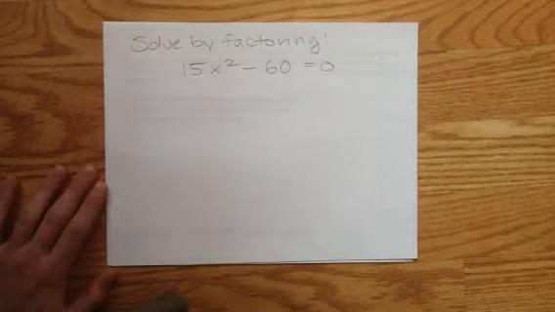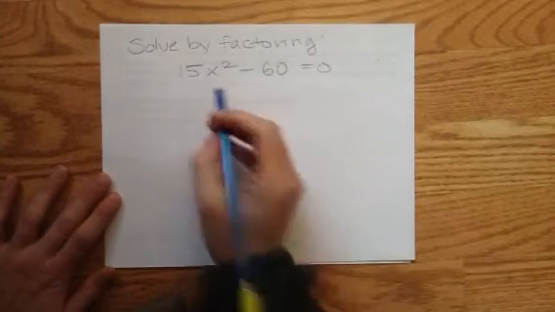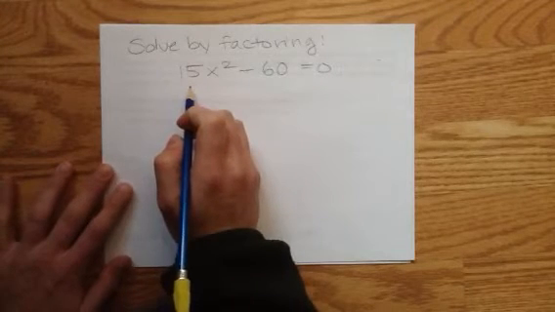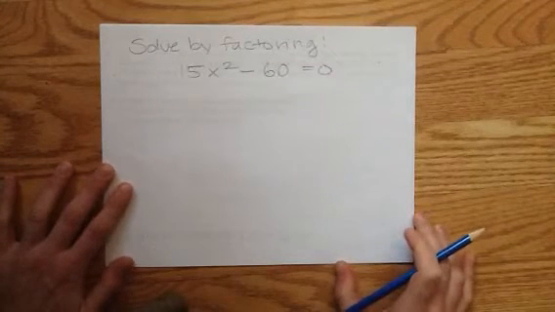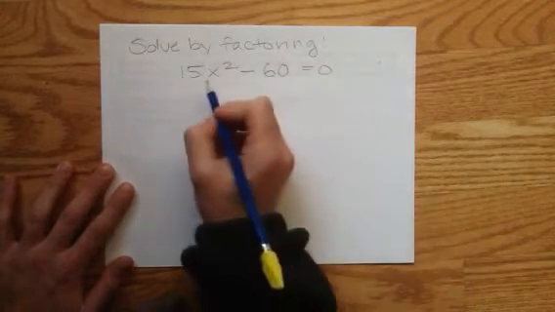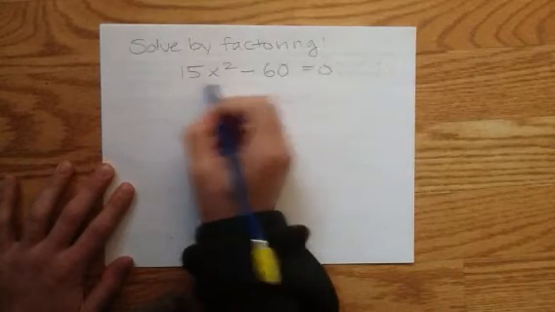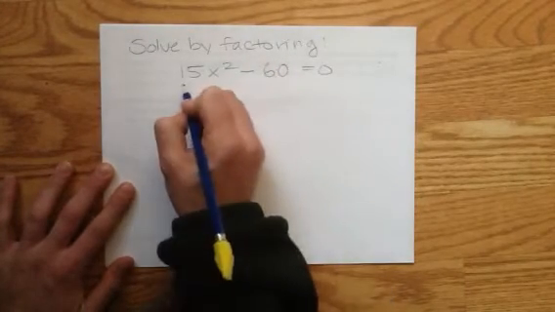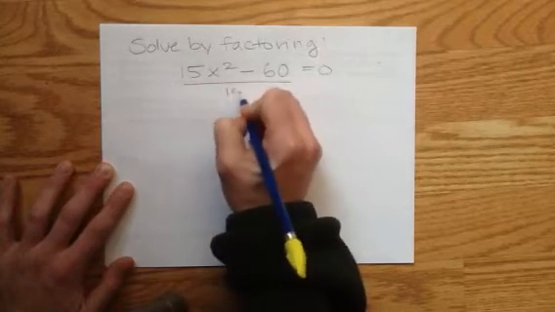I'd like to solve the following quadratic equation by factoring. Having a leading coefficient of 15 makes it difficult to factor. So I'm going to use my algebra skills to remove that 15. I see that 15 is also a factor of 60. So I can go ahead and divide everything by 15.